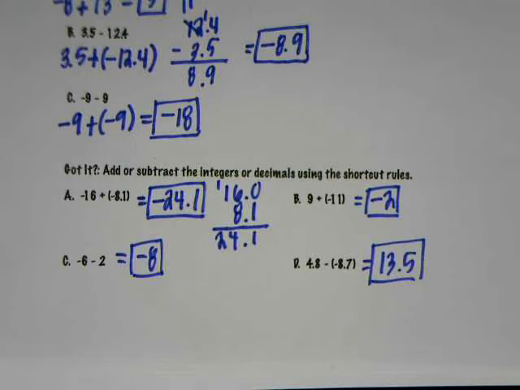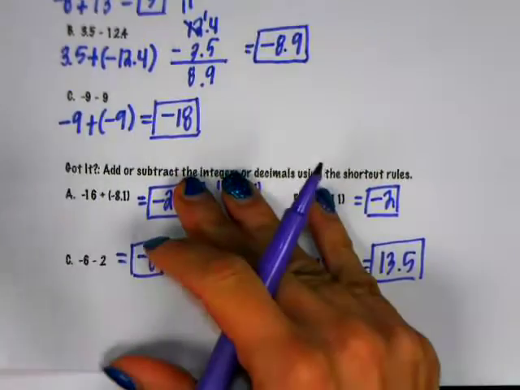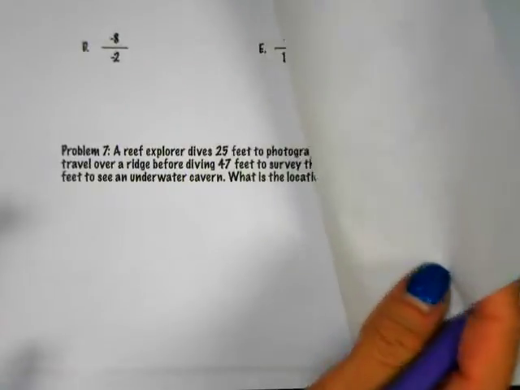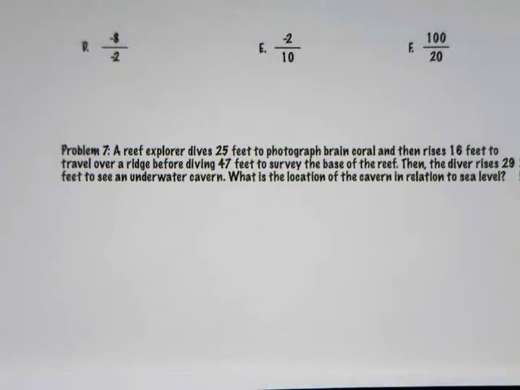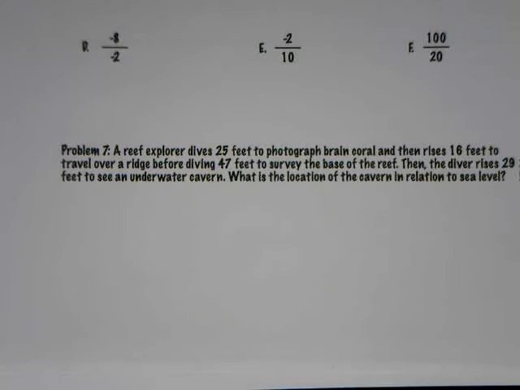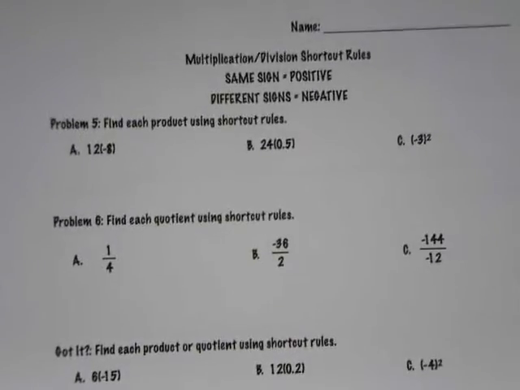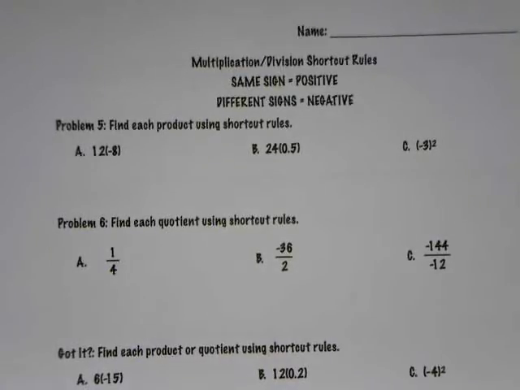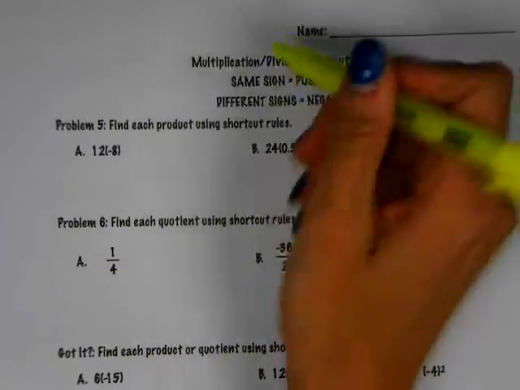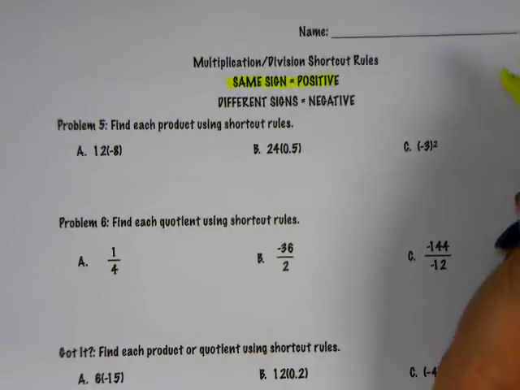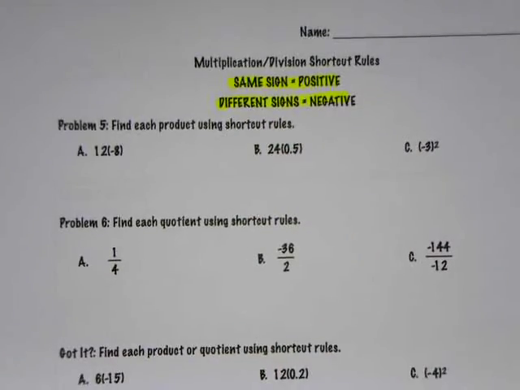All right, otherwise, anything else on here before we keep going? Okay, so I think that's it for addition and subtraction, right? Yep, okay. So now on to multiplication and division. So these rules are a lot more to the point, okay? So for both multiplication and division, if your stuff has the same sign, your answer is going to be positive. Different signs, your answer is going to be negative, okay?